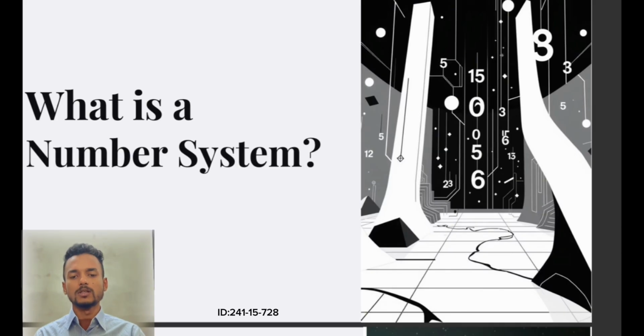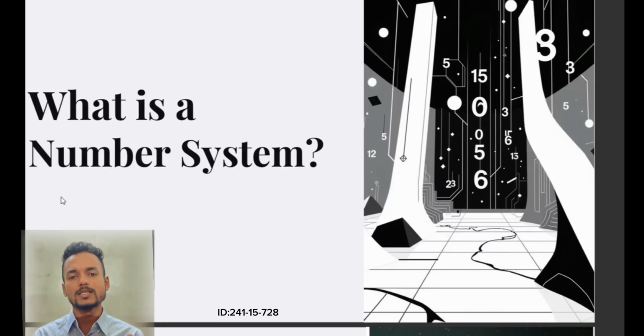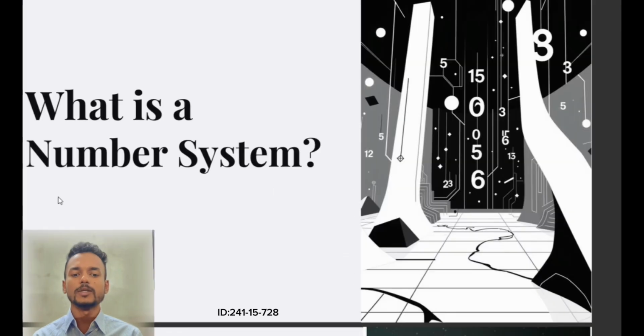For example, the decimal system uses 10 digits, so its base is 10. Computers use the binary system, which has only two digits, 0 and 1, so its base is 2. In short, a numbering system is how numbers are written and understood based on its base. Now my team members will explain the main types in detail.